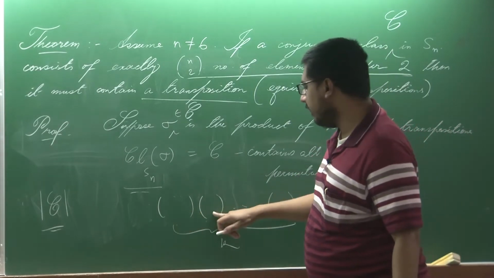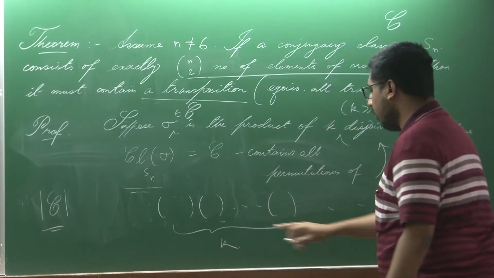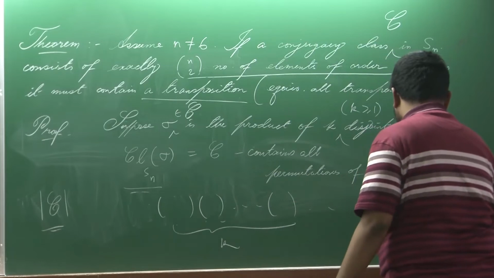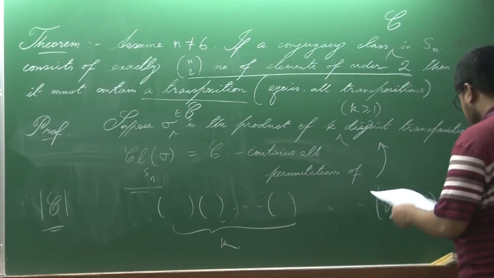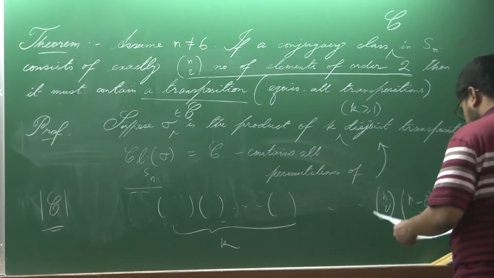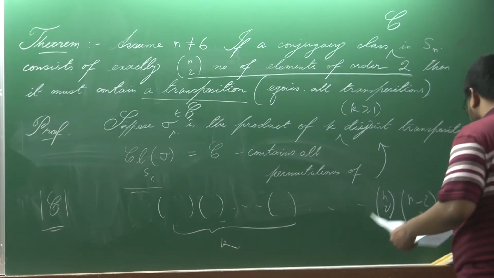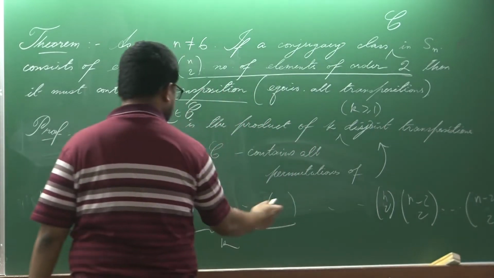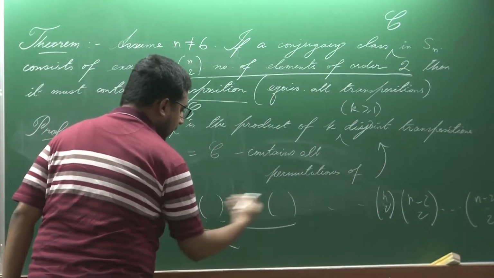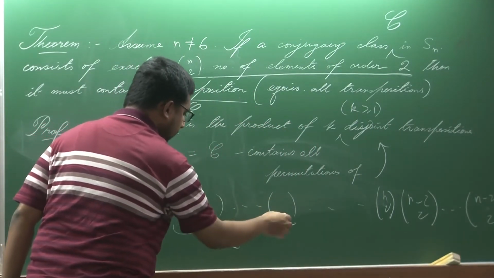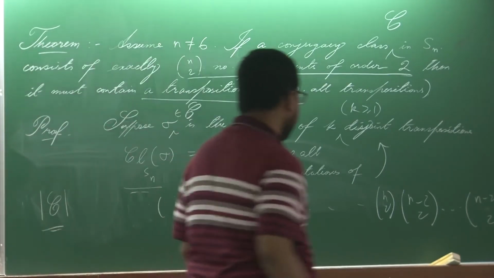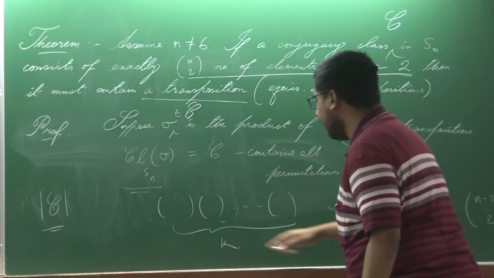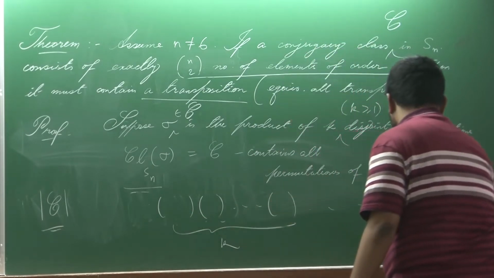Once this is chosen, how many ways can we choose this transposition? N minus 2 choose 2. Similarly, here we can go up to n minus 2k plus 2 choose 2. And since they are disjoint, I can shuffle these transpositions among themselves in every possible way. I am allowed to do that. So, therefore, number of disjoint transpositions.